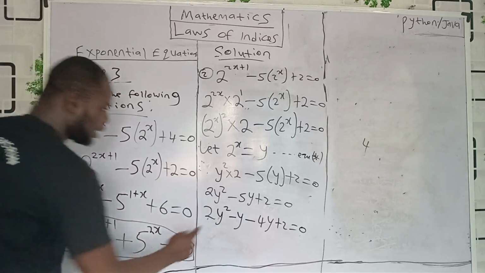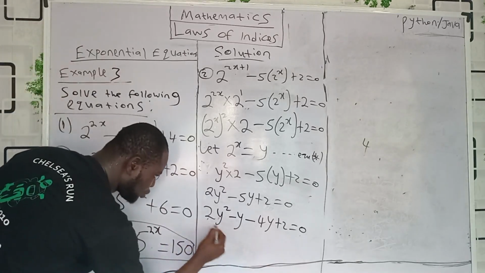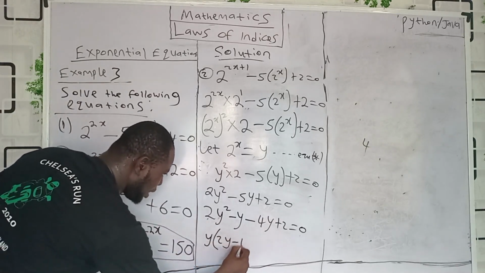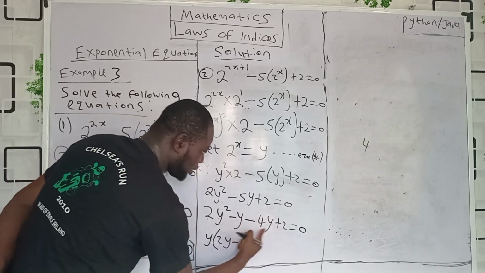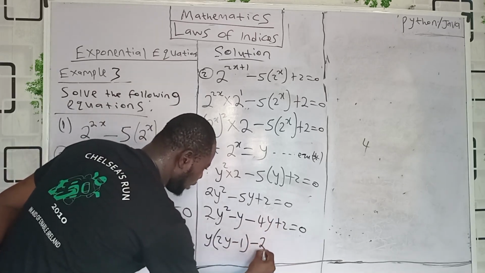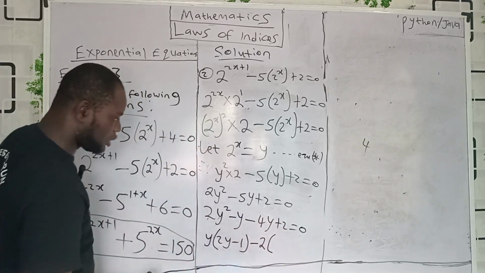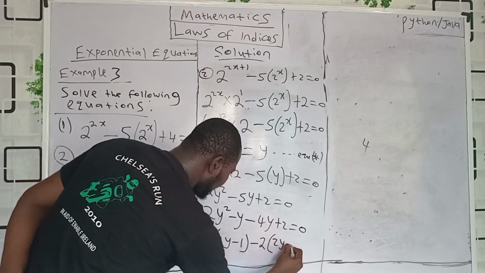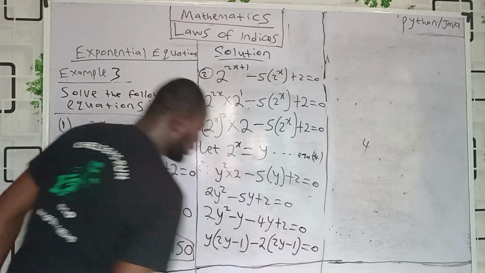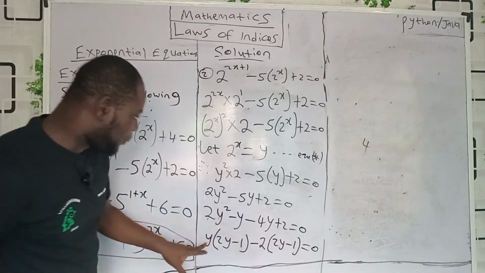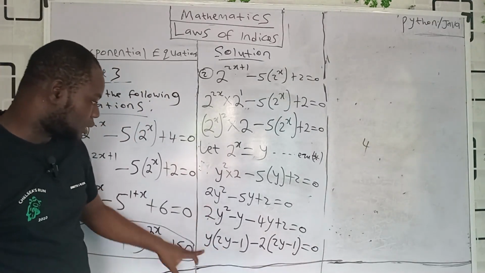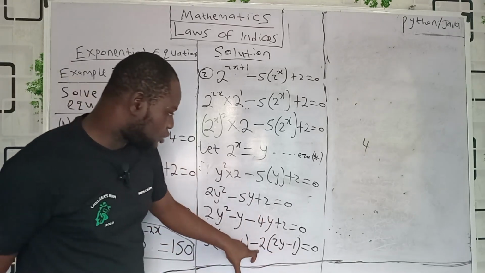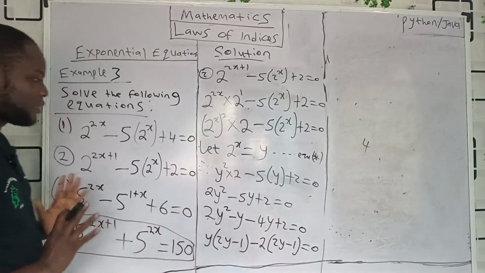What do we do? As usual, we factorize. What is common in the first two terms? Y is common. You factorize y out. What do you have here? 2y minus 1. Here, what is common between minus 4y and 2? I can factorize minus 2 out. Minus 2 into bracket 2y minus 1 equal to 0. What does that mean? If you open the bracket, you get the same thing. Y times 2y, 2y squared. 1 times minus 1, minus y. Minus 2 times 2y, minus 4y. Minus 2 times minus 1, plus 2. Beautiful. We have not changed anything.